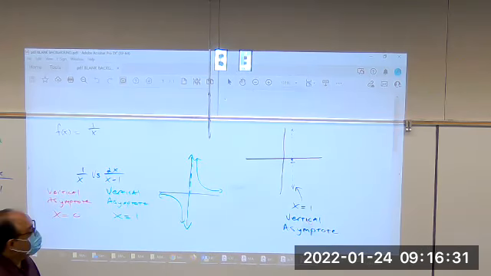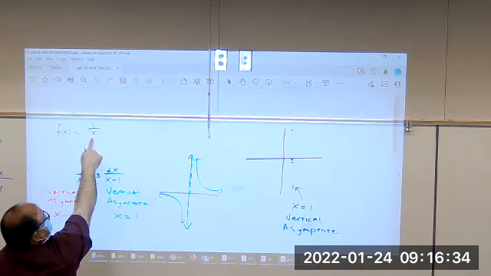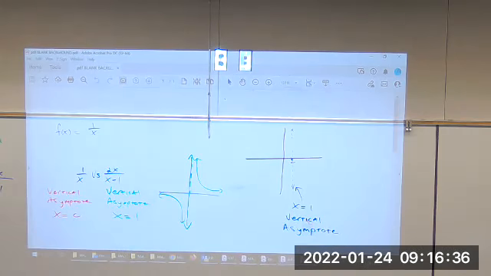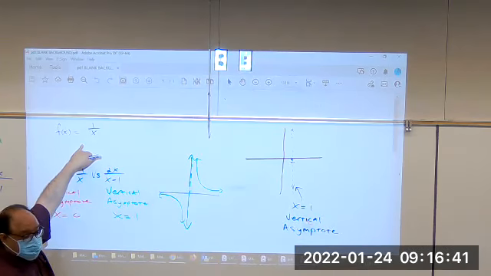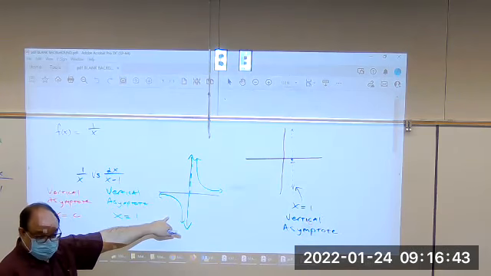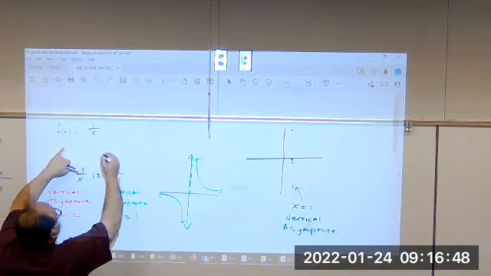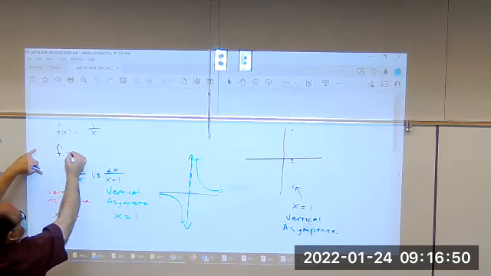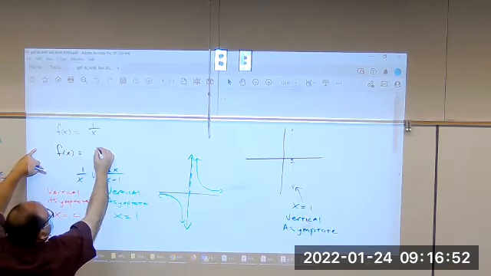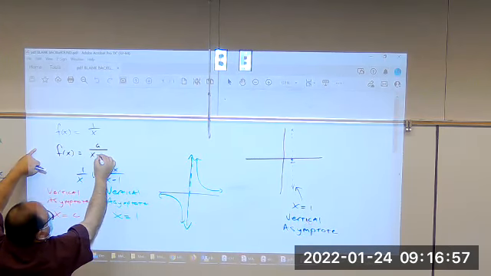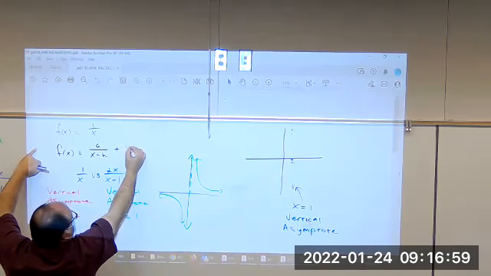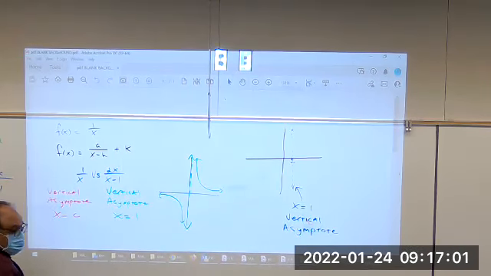Okay, perfect. This is the parent function. That means graphs that have a rational function with x in the denominator tend to look like this. And tend to look like this. So if we expand on this, f of x equals a over x minus h and then plus k. Again, foreshadowing that part today.